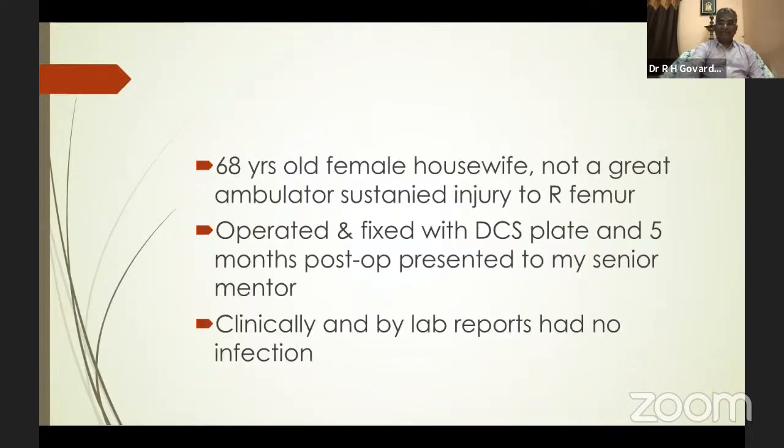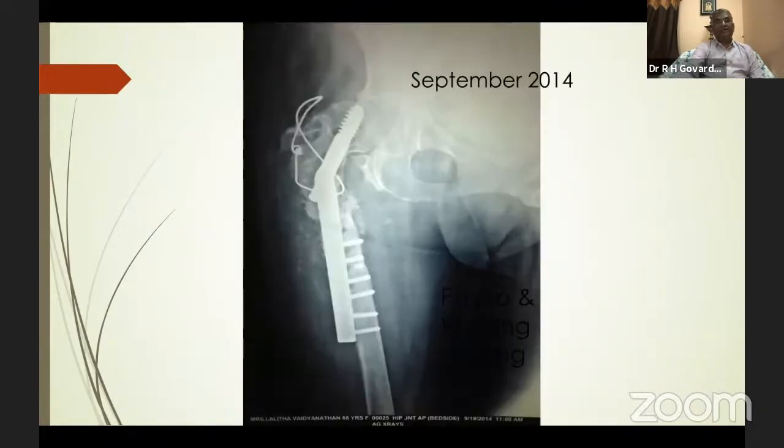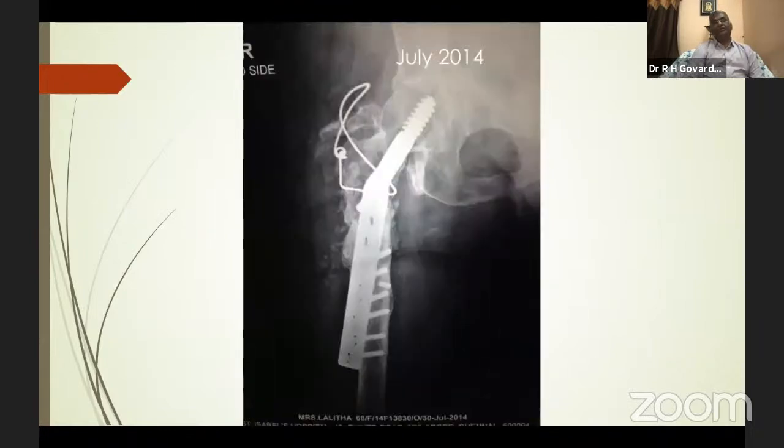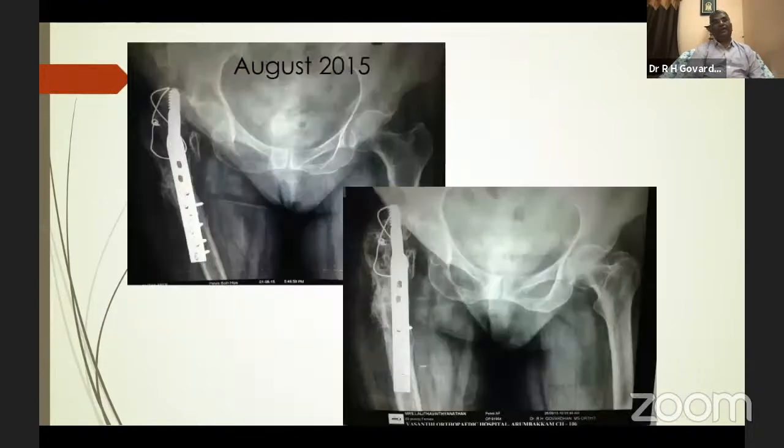This is a 68-year-old lady, a housewife, who is not a very great ambulator, who was operated with a DCS. Five months post-op, this is the picture with which she presented to my mentor. And what he did, he removed the implants and used a DHS and a lot of bone graft. Inexplicably, in 6 months' time, she started drifting out, and you can see that the fracture is also not healing. Ultimately, the hip got dislocated.